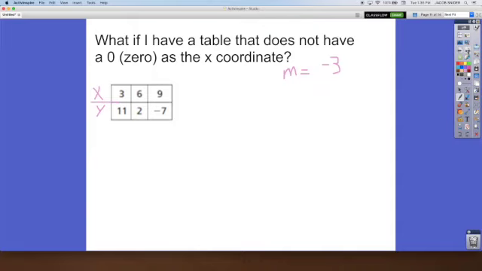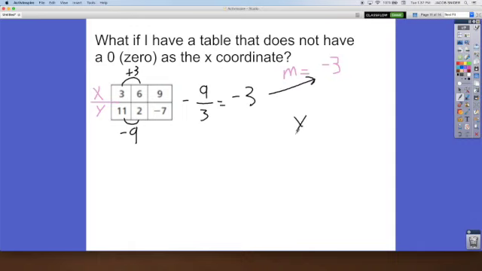Now, if I look at this, my slope, this is the one that you did on your own. How did you figure it out? My change in y was 11 take away 2, or the difference between 11 and 2, is -9. My difference in x is +3. So my slope is 9 over 3 with a negative, and we simplified that, we got negative 3. There's my answer there.